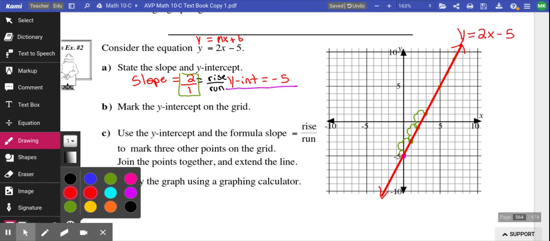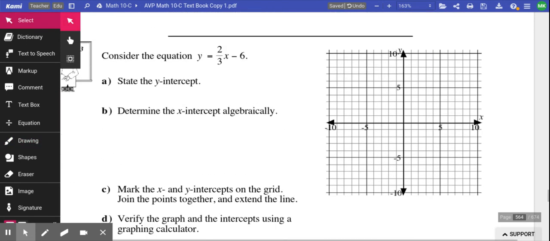It's probably the biggest perk of slope-intercept form is being able to quickly graph things because you know where you should start on your graph and you know how to move along the line, how to get from one point to the next. If you want to check to see if that's right, try graphing in your calculator and you should get the exact same line we just did.